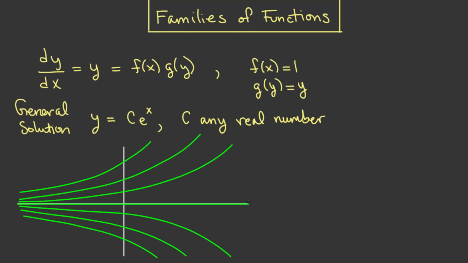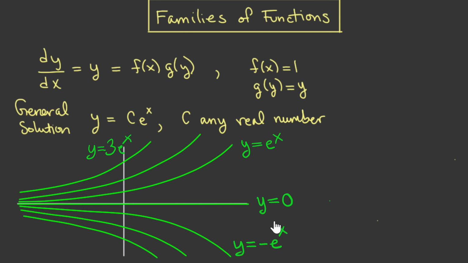Note that I've drawn just a few of these solution functions. This is the solution for c equals 1, which is y is equal to e to the x. This is the solution where c is equal to 3, which is y is equal to 3 times e to the x. Here's the solution when c is equal to 0, which is y is equal to 0. And here's the solution when c is equal to negative 1, which is the function y is equal to negative e to the x. But really, there are infinitely many solution curves, but I can't draw them here because that would make this video way too long.